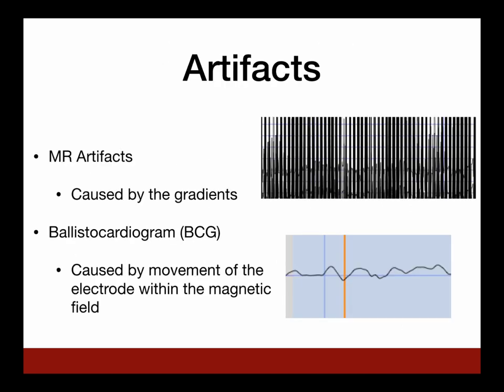But of course, nothing comes for free, which is that putting people inside the MRI with the EEG cap on causes some artifacts. There are 2 major types. One is the gradient artifact, or MR, I'm just going to call them MR artifacts, which makes your data look like this, which is clearly not your clean ERP. And also the ballistocardiogram, or BCG, which is caused by the movement of the electrode within the magnetic field.